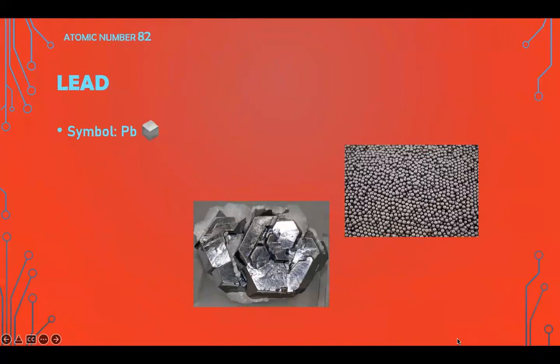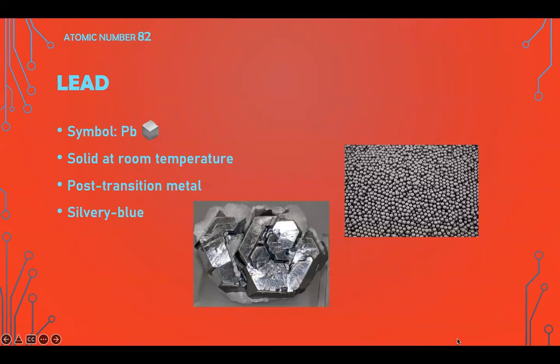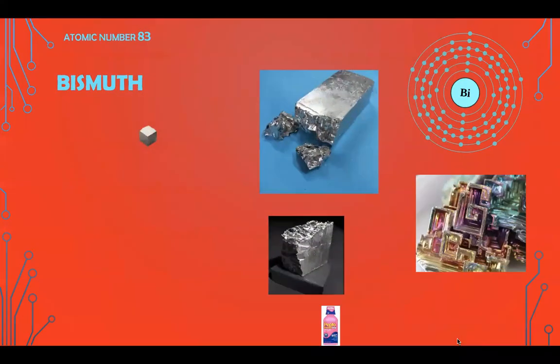Lead. Lead symbol is Pb. It's also kind of famous. It's a solid at room temperature. Lead is a post-transition metal again, and it is silvery blue. Lead is also kind of soft. It is malleable. It is pretty heavy and dense. Lead is known for this, although osmium and iridium are around 3 times denser and heavier than lead. Lead is also toxic. And it's used in batteries, solders, and other things.